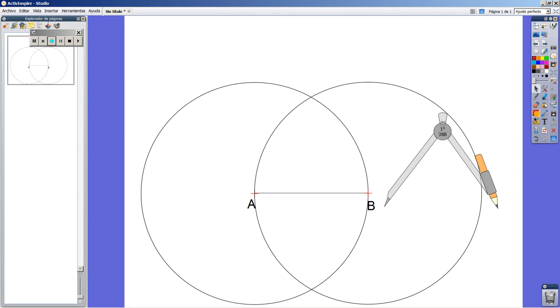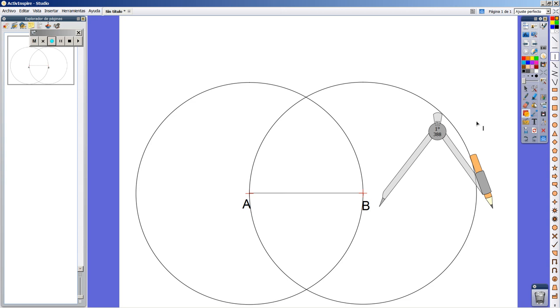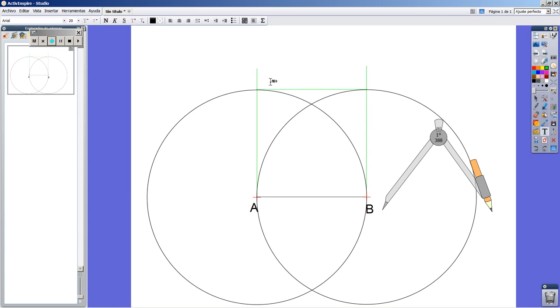And of course you need to draw two perpendicular lines, perpendicular to AB from points A and B, and just join these two points. I'm gonna call them C and D.